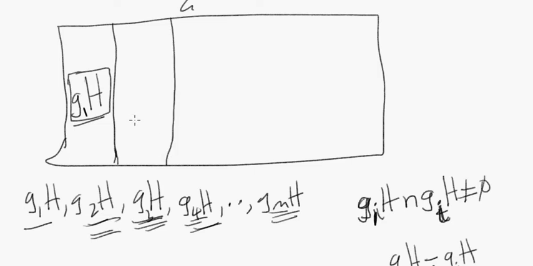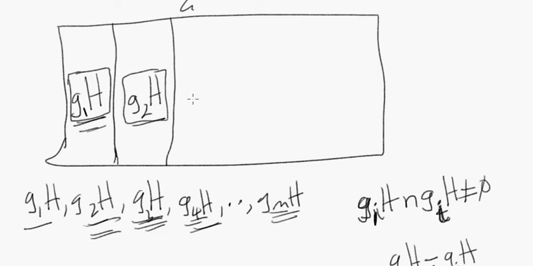We pick some other element. Let's say G2H is such that G2H intersect G1H have nothing in common. They're completely disjoint. Because if they were not disjoint, if they had something in common, then G2H would be G1H, and that would mean that G2H was already included when we wrote G1H. So we get some G2H that has nothing in common, that's completely disjoint from G1H. And then what do you think we're going to do next?